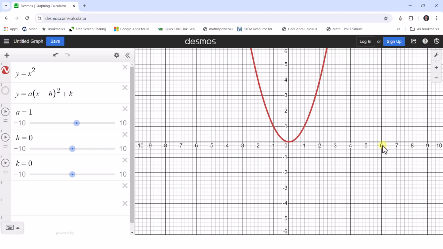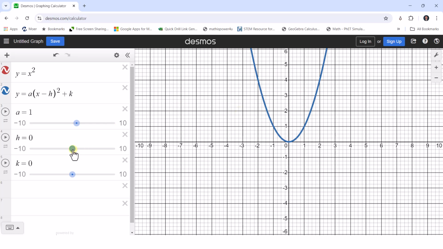In red we have the graph of the parent parabola, or basic parabola, y equals x squared. Below I've entered y equals a times the square of x minus h plus k. With h and k both equal to 0 and a equals 1, notice in blue we have the same basic parabola. And now let's change the value of h to see how it affects the graph of the parabola. Remember, h is the x-coordinate of the vertex.